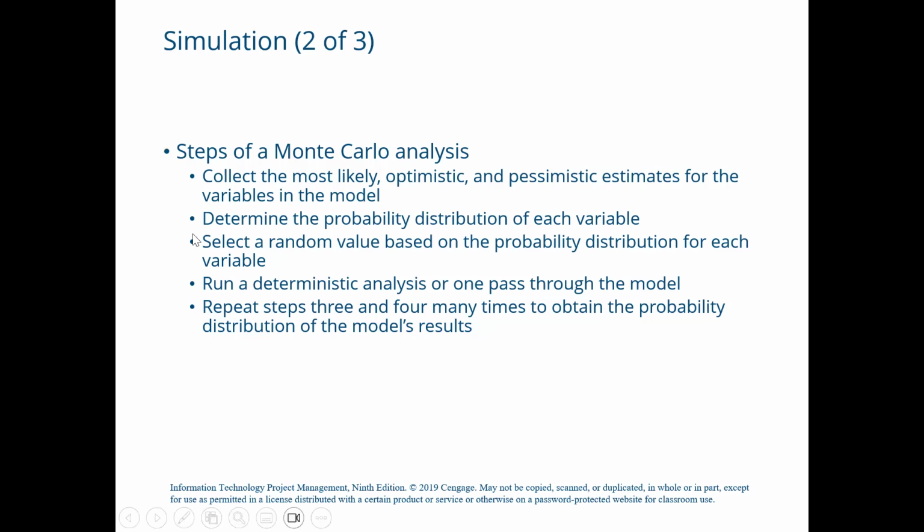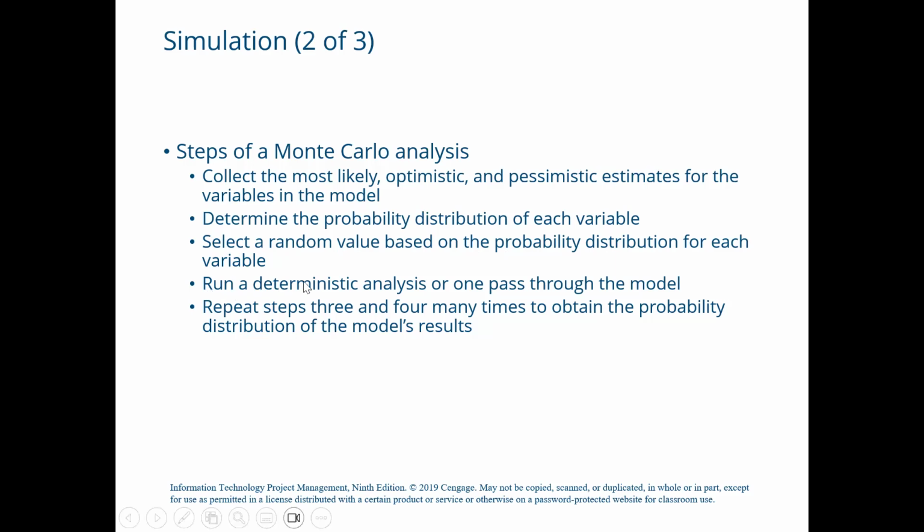The third step: select a random value based on the probability distribution for each variable. For example, using the preceding scenario, you would randomly pick a value between 8 weeks and 10 weeks 20% of the time, and a value between 10 weeks and 15 weeks 80% of the time.